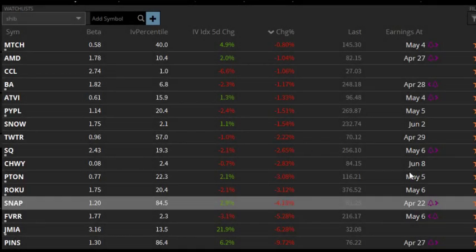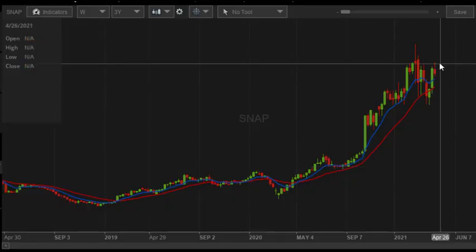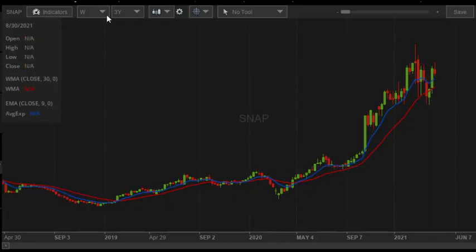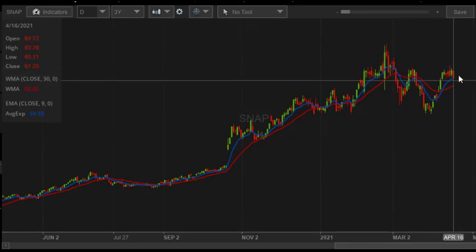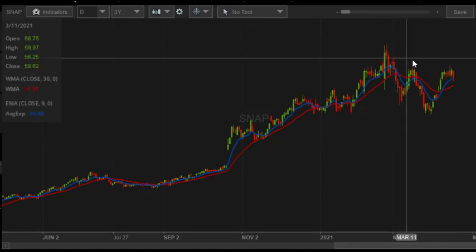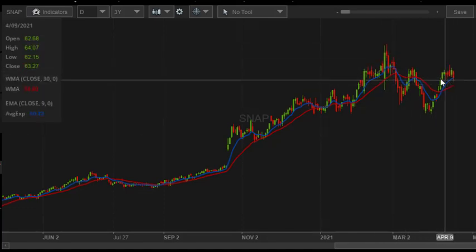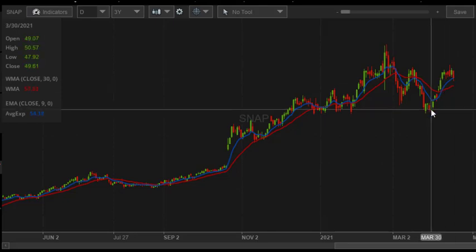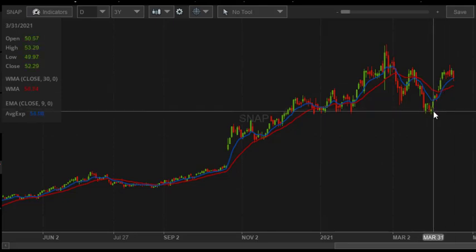Another stock that I've been trading here is Snapchat. I don't currently have a position. Looking at the chart, you can see we're still sitting pretty solid on the weekly. Looking at the daily chart, you can see we have a little bit of downward price action, but the trend is still bullish. And we found some support here previously at around $50 per share, maybe 49.